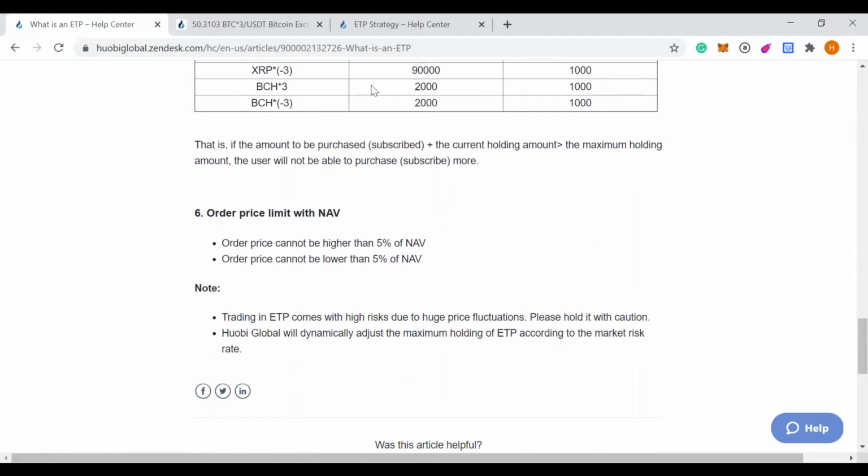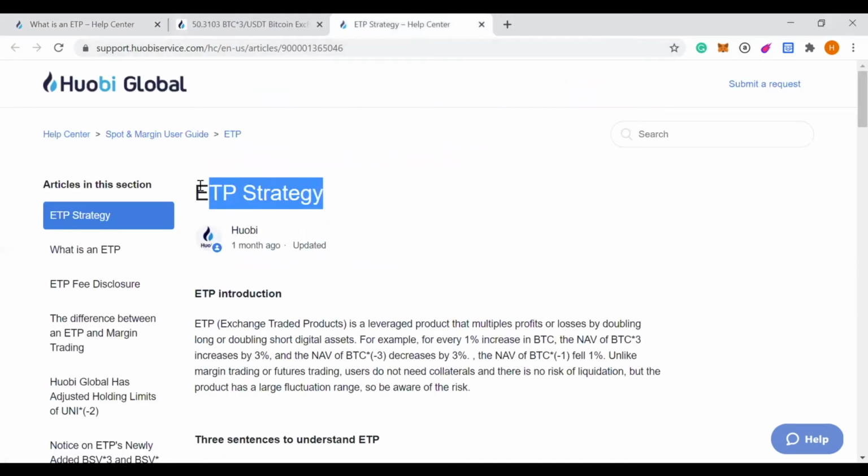Okay, so let's look at the strategy behind what an ETP is. If you want to know the strategy behind it, it's very simple. There's actually a section on Huobi called ETP Strategy. Okay, so we're going to go there, and this is just going to give you an idea of when you should trade this and when you should not trade this.